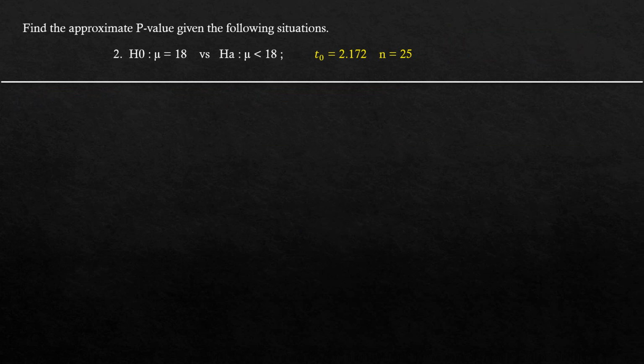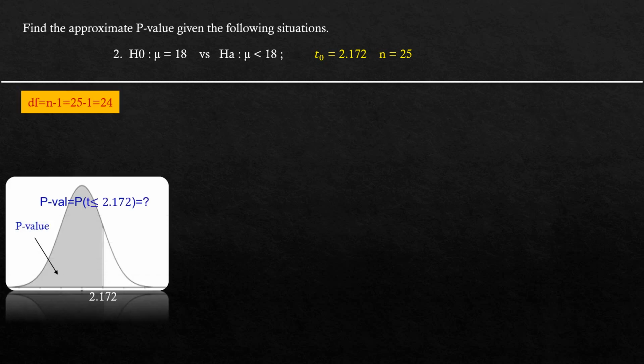Next one is left tail. You see the alternative hypothesis is mu less than 18. So the test statistic is 2.172 and n equals 25. As I explained before, the first thing we should know is the degrees of freedom. Here the degrees of freedom is 24. Then let me consider the t curve. The alternative hypothesis is mu less than 18. Therefore this is left tail.